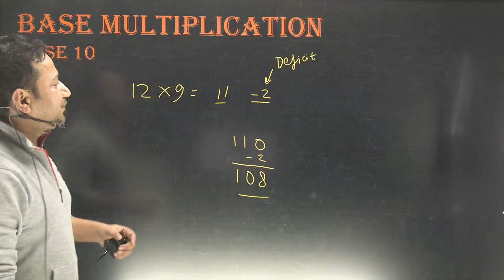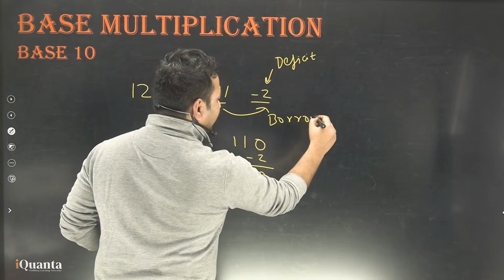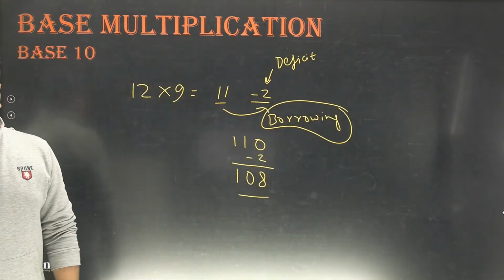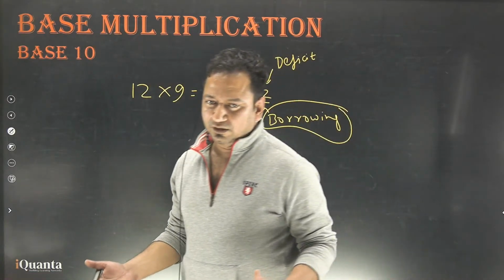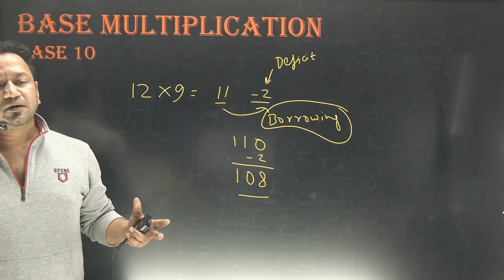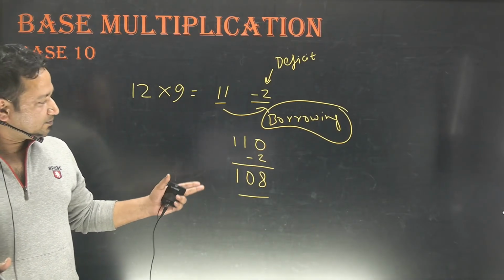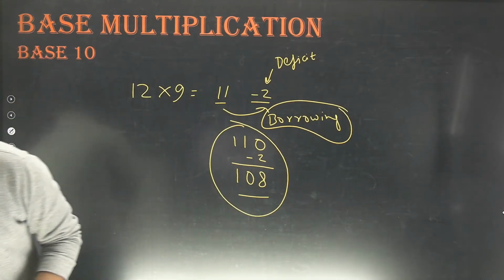And this is the process which was called borrowing when all of us were young kids. Remember that? In addition, we call it carry forward. In subtraction, we call it borrowing. Clear? Deficit of 2 has to be accommodated, which can be done by this. Is this clear to everyone?